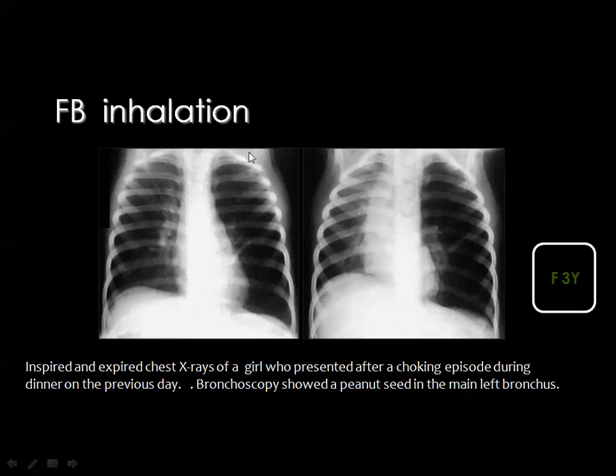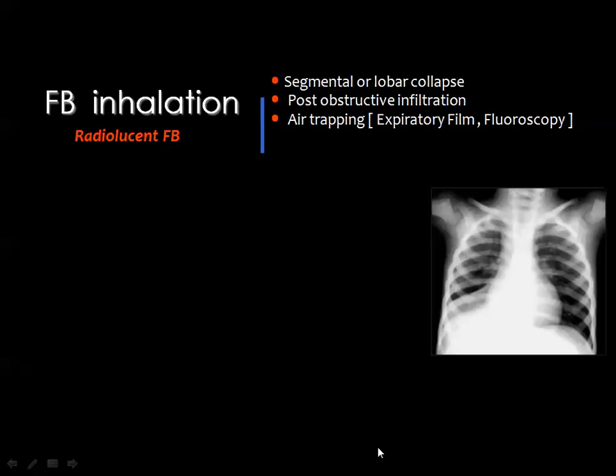And this is the classic appearance of foreign body inhalation on the left side with air trapping. Sometimes we try to obtain these projections in an inspiratory film and an expiratory film. You know, this is very difficult with children, but we try to do this, and if you succeed, then you can see that the left lung is persistently hyperinflated.